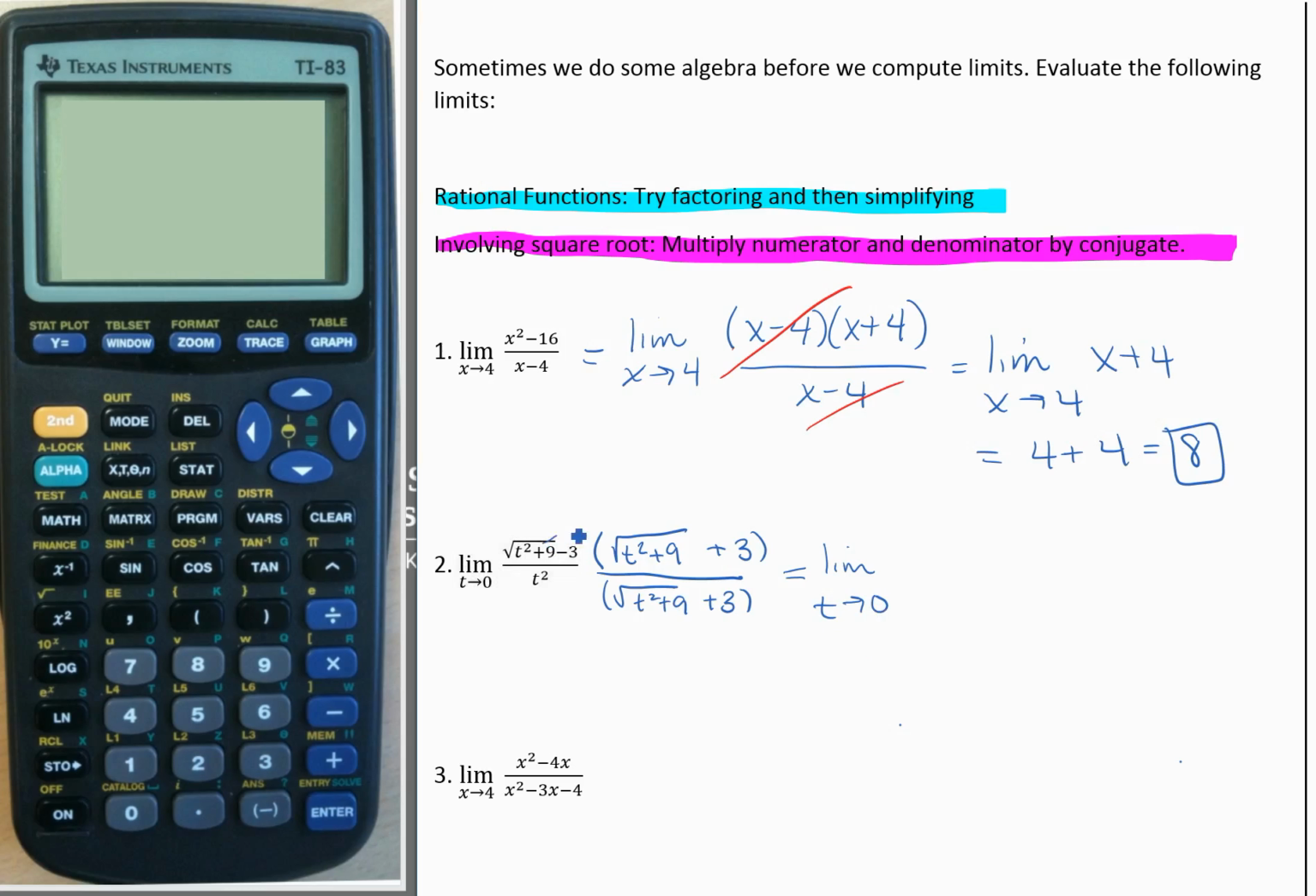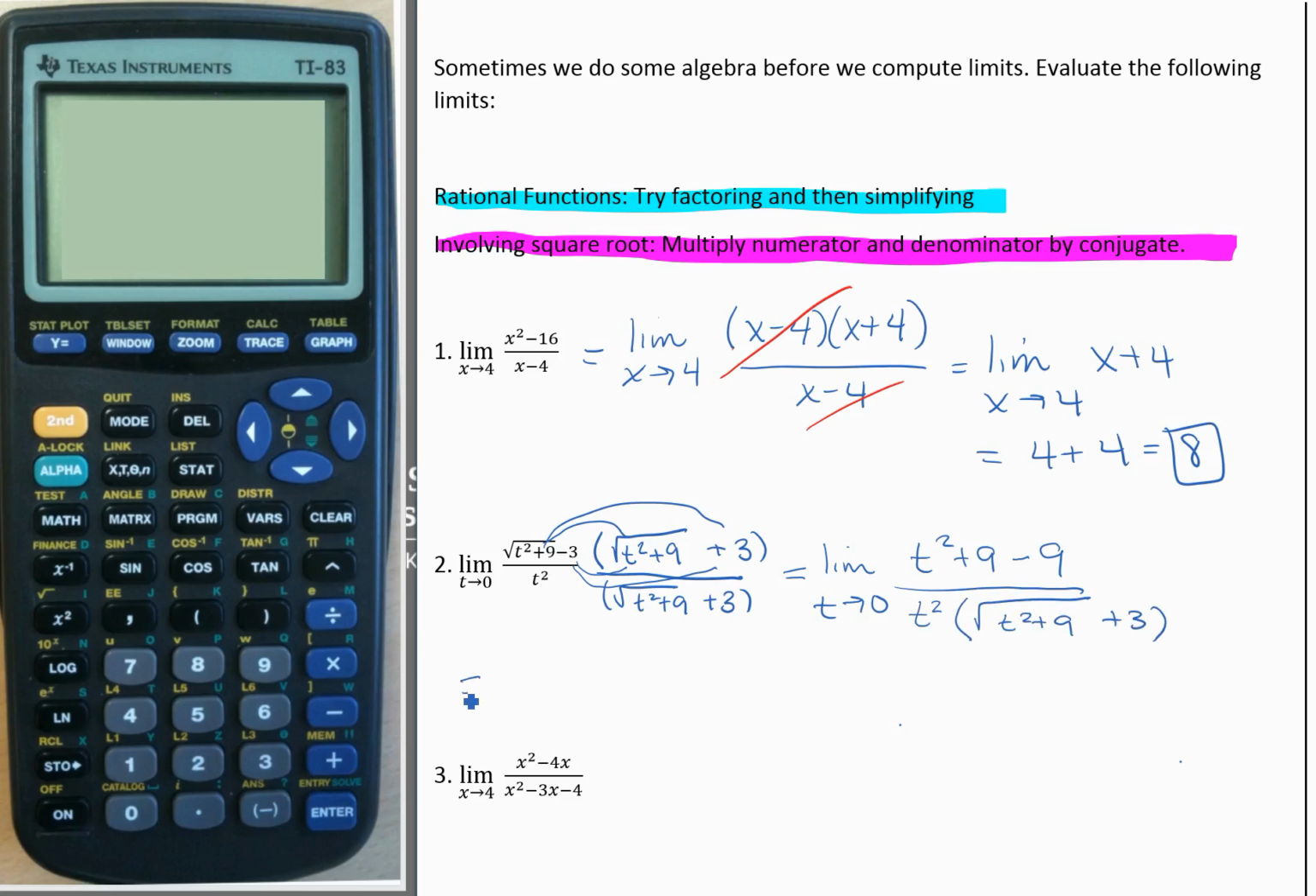Okay, now we need to FOIL this. So our first term's the square root of t squared plus 9 times the square root of t squared plus 9 gives us t squared plus 9. Now, the reason we're choosing the conjugate is because the outside terms, 3 times the square root of t squared plus 9, and the inside terms, negative 3 times the square root of t squared plus 9, will cancel each other out. And then the last terms, negative 3 and a positive 3, gives us negative 9. All over, and the denominator we can actually leave factored like this: t squared times the square root of t squared plus 9 plus 3.